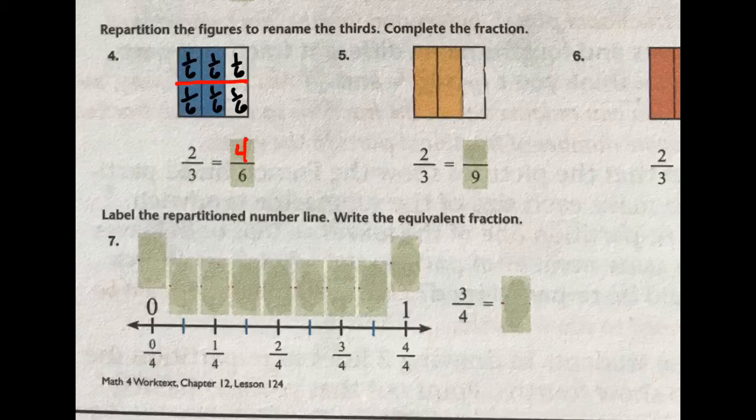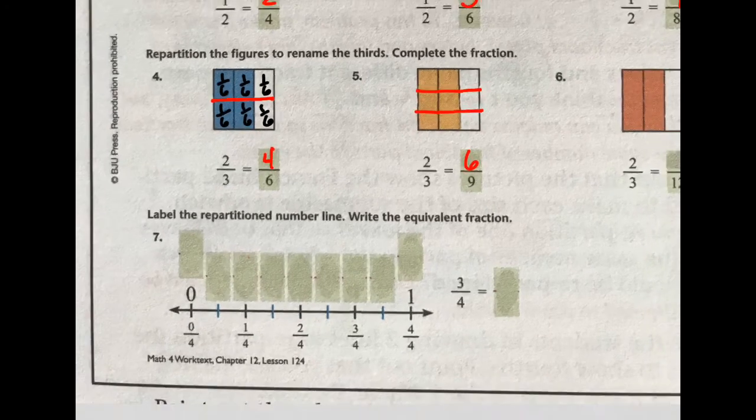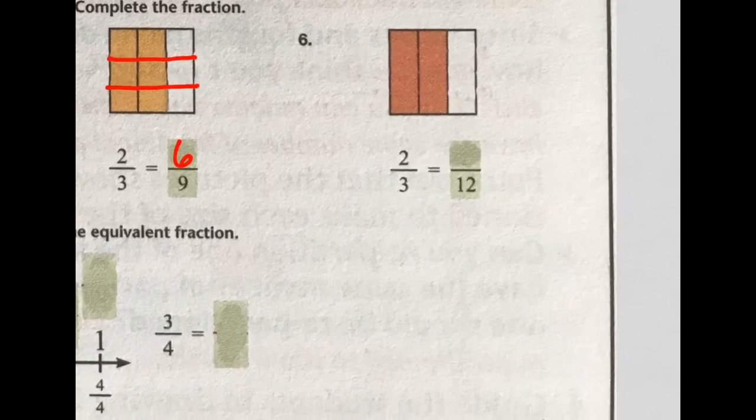2/3 is equal to how many 9ths? How do you think you would divide that to make 9ths? You already have 3. Let's make 2 cuts this way, and that would make 9ths. So, how many 9ths are colored in? 6/9. Very good.